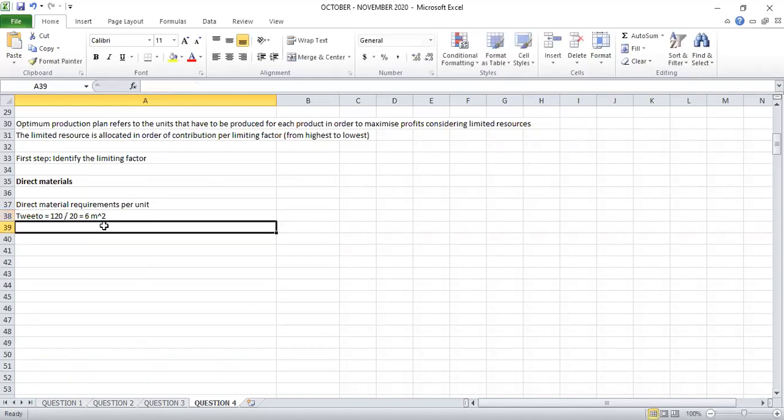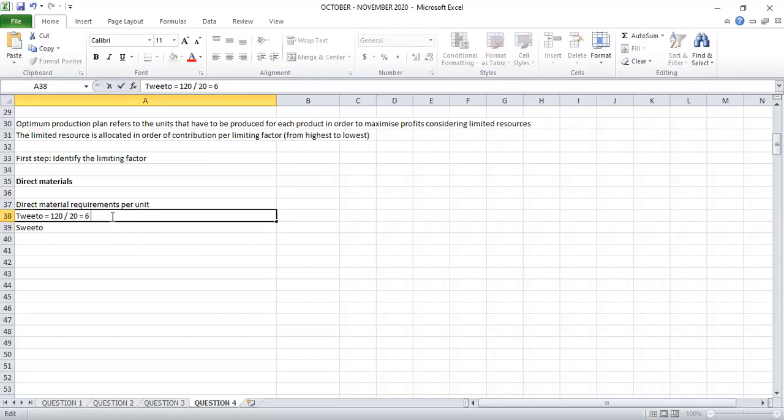That one is for square meters in Excel. Sweeto, or maybe let me just write in words so that it doesn't confuse some of you. Square meters. Sweeto is equal to 20.